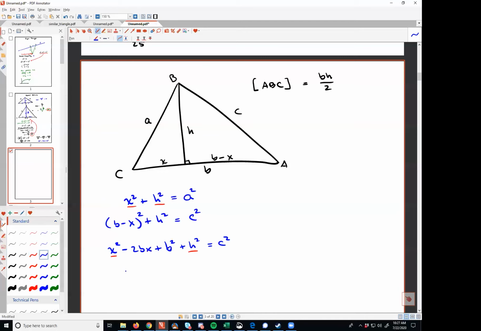So now we have minus 2bx plus a squared plus b squared equals c squared. Do I have that right? Yep. Okay, so let's isolate x.